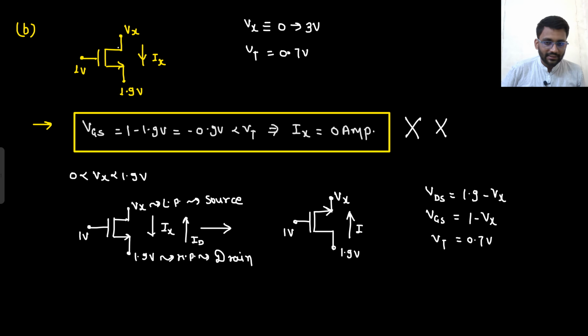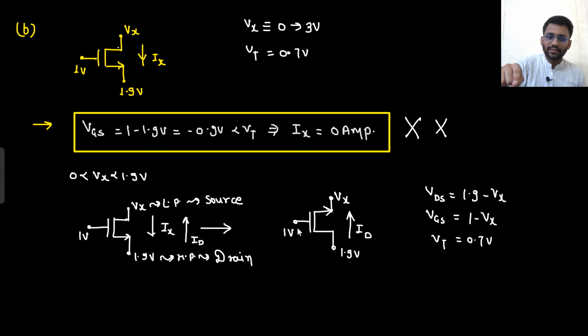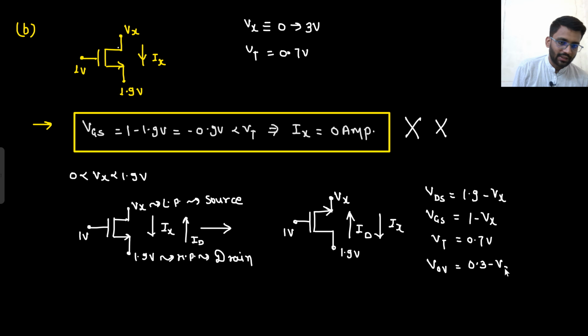This is not your IX, this is actually ID. IX direction is always from Vx to 1.9. They have given the IX direction in the question itself, that is from Vx to 1.9. So this is IX. But first I will write down the value of ID. Then I will see what I need to do. And what will be your V overdrive? V overdrive would be 0.3 minus Vx.